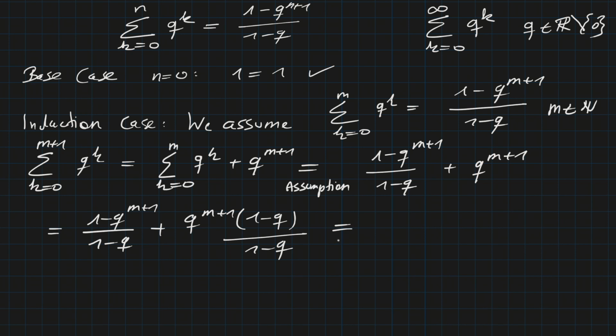This equals 1 minus q to the power of m plus 1 plus q to the power of m plus 1 minus q to the power of m plus 2 over 1 minus q.